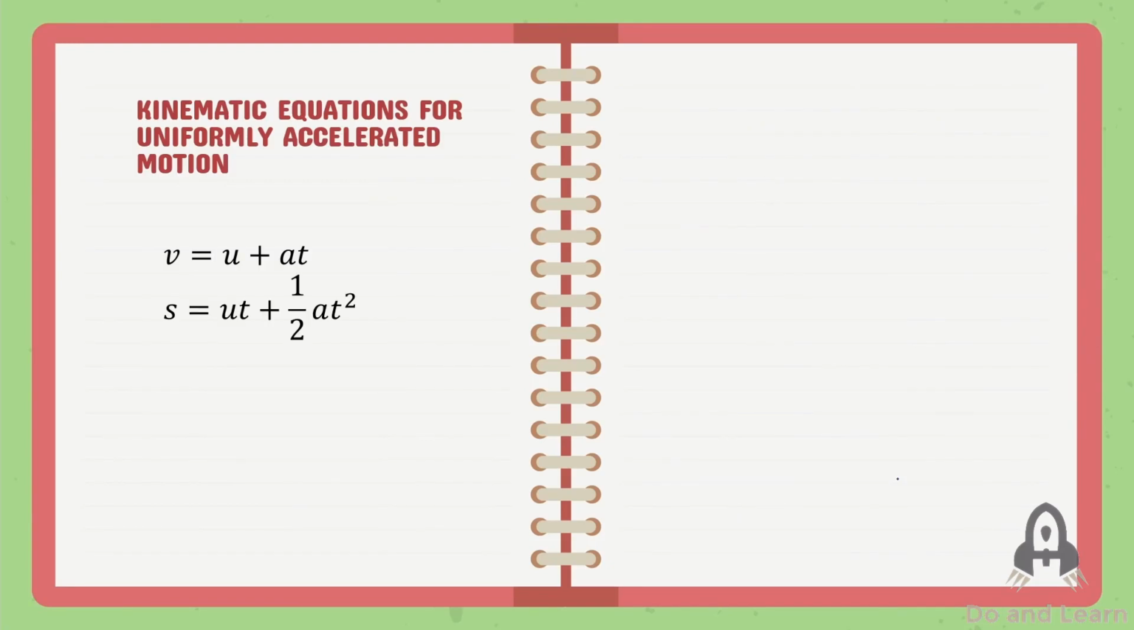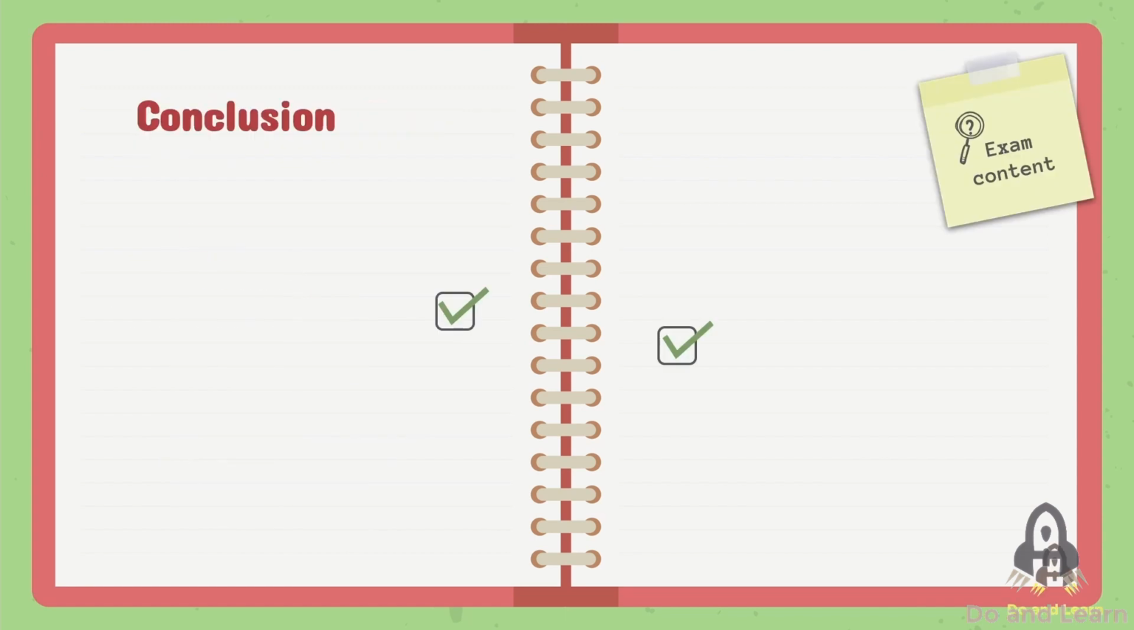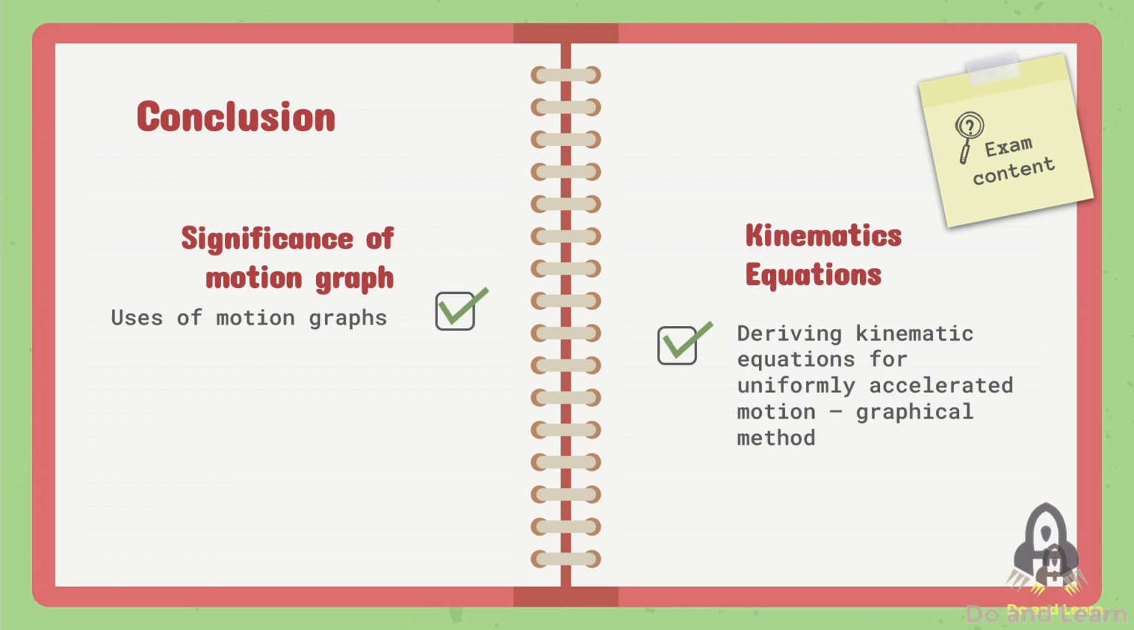Yes, and we have derived all these three equations. V is equal to U plus AT, S is equal to UT plus half AT square, V square is equal to U square plus 2AS. So from this session we have discussed what are the uses of motion graphs and how to derive the kinematics equations for uniformly accelerated motion by graphical method.